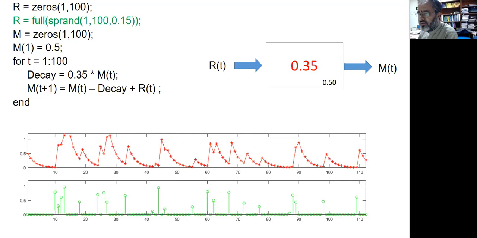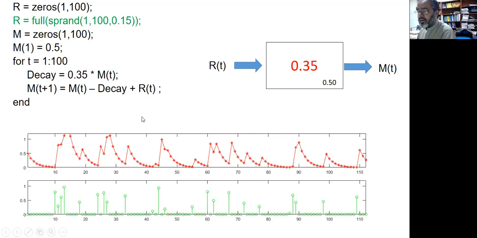I'm sorry, there was a question here. Is the upper graph output and the lower one input? Yes, exactly. So the lower one is the input and the upper one is the output. Okay? So upar wala jo hai wo M hai aur niche wala jo hai wo R hai. Okay, good. Okay, you got it.